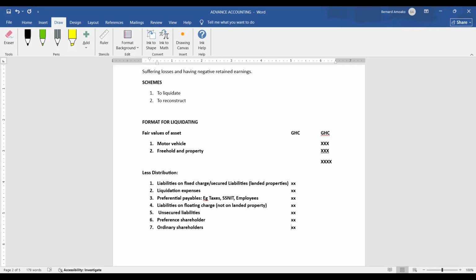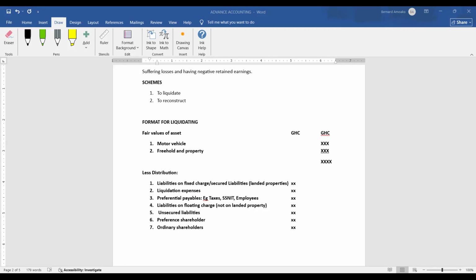Two, there is something called liquidation expenses. When you read the question, it tells you that the firm actually incurred some liquidation expenses before they were able to liquidate. And that is a good cause for you to be able to subtract. And that is the second item. The first item is liabilities on a fixed charge. The next item is liquidation expenses.